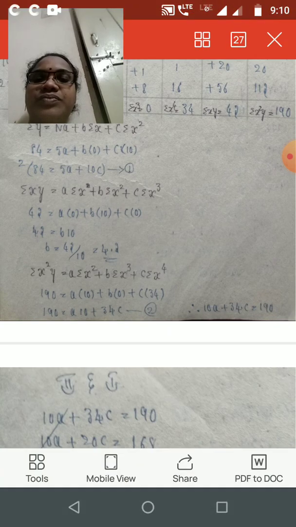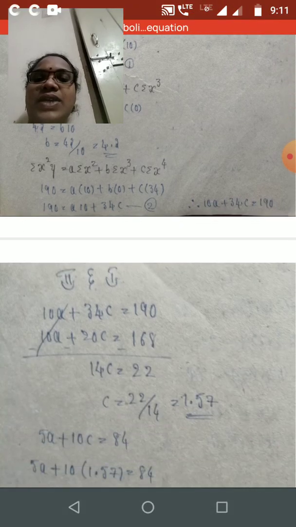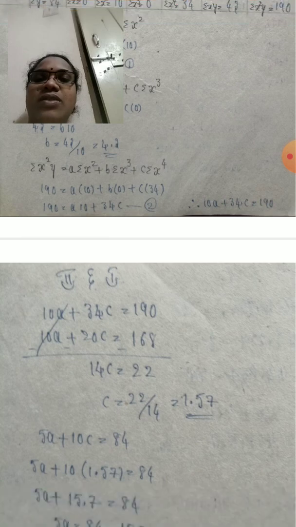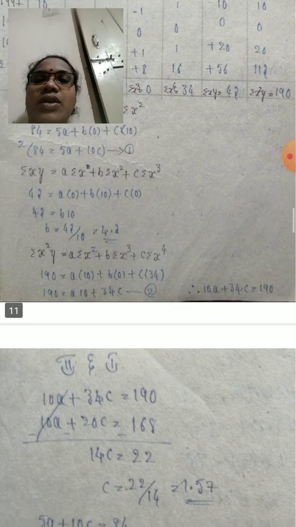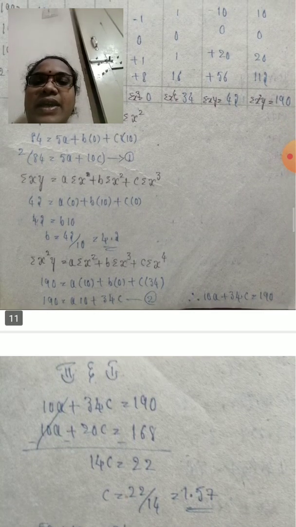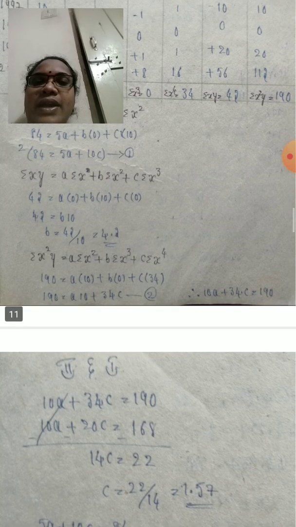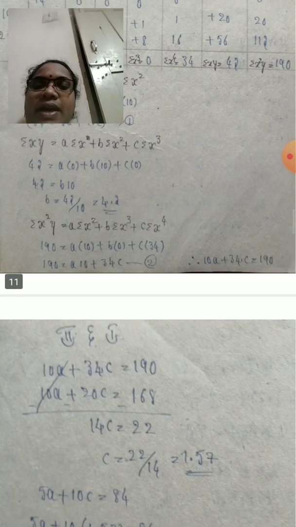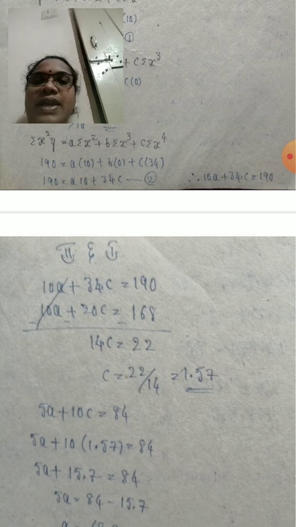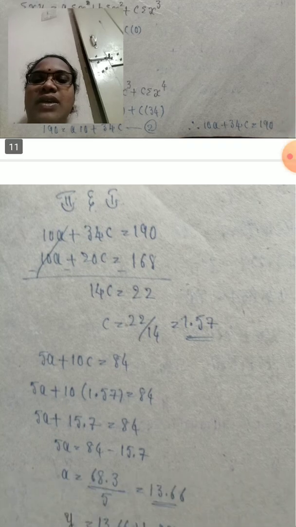Next, take the second and first equations. 10a plus 34c equals 190. Now multiply the first by 2: 2 into 84 is 168, 2 into 5a is 10a, 2 into 10c is 20c. Here 34c minus 20c, that is 14c, equals 190 minus 168, which is 22. So c equals 22 by 14, that is 1.57.